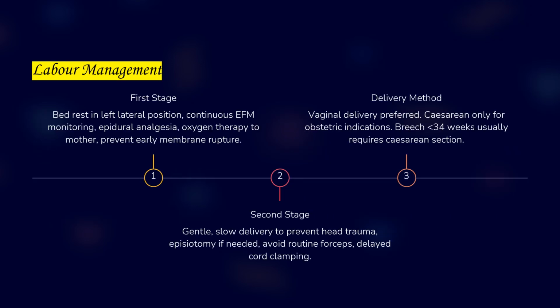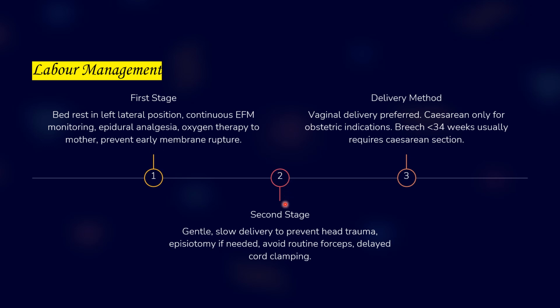Okay, so now let's see, as a nurse, what all you need to do during labor time, the management during labor. Okay, so in the first stage, make sure that you give the mother a proper bed rest. Ask her to lie down in the left lateral position. Okay, and then you need to continuously monitor the fetal heart rate, through electronic fetal monitoring. You can also give epidural analgesia, oxygen therapy, and also make sure that you prevent early membrane rupture.